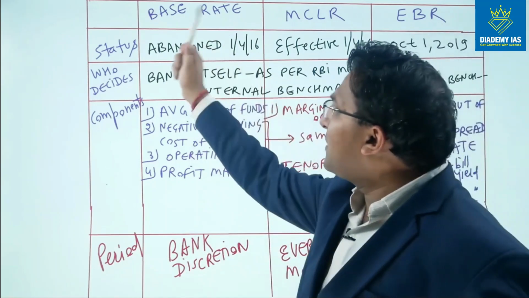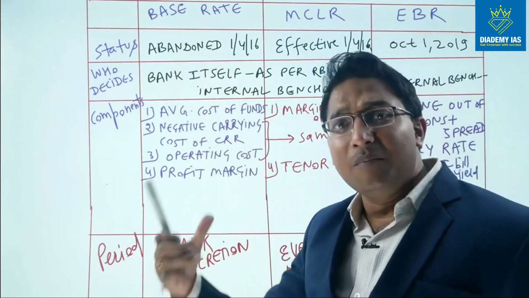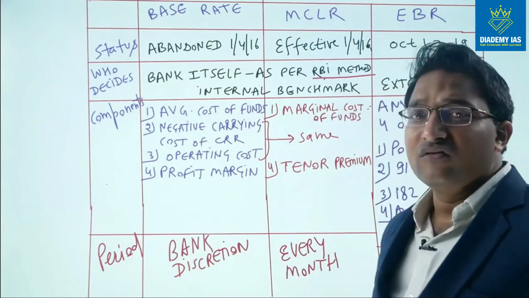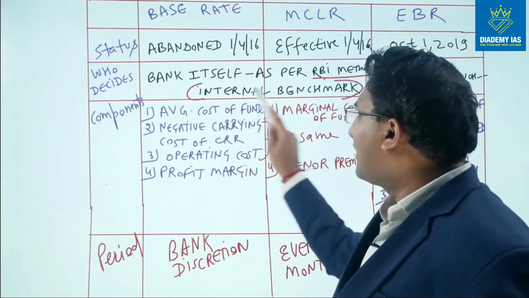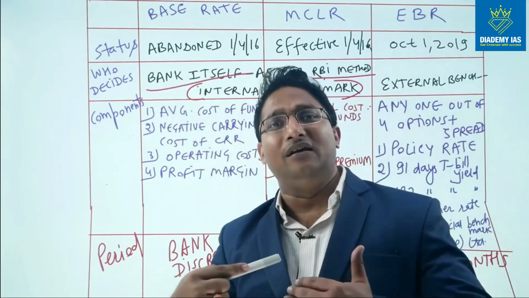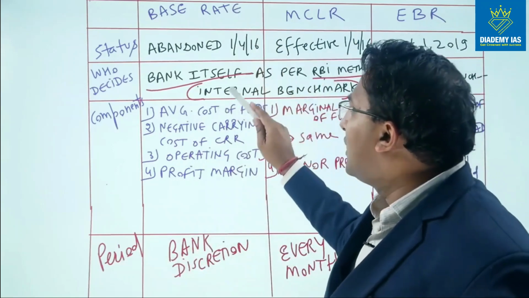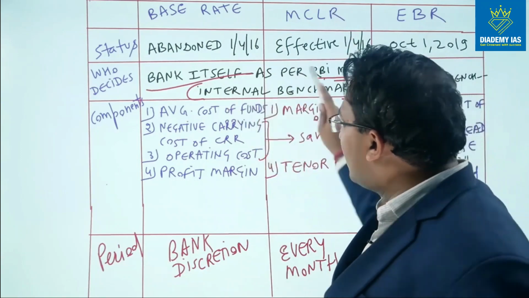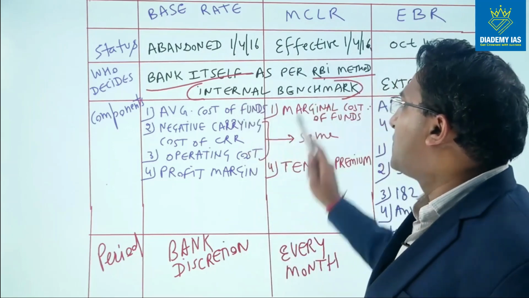Now, who decides the base rate? Base rate is decided by the bank itself. The calculation of base rate is done by the bank itself, but the method is given by the RBI. Therefore, this is called internal benchmark, because the bank itself is deciding. So this reference rate is internal only. Therefore, the base rate is also called the internal benchmark rate. MCLR also is determined by the bank itself, but as per the RBI methodology. Therefore, this is also called the internal benchmark rate.